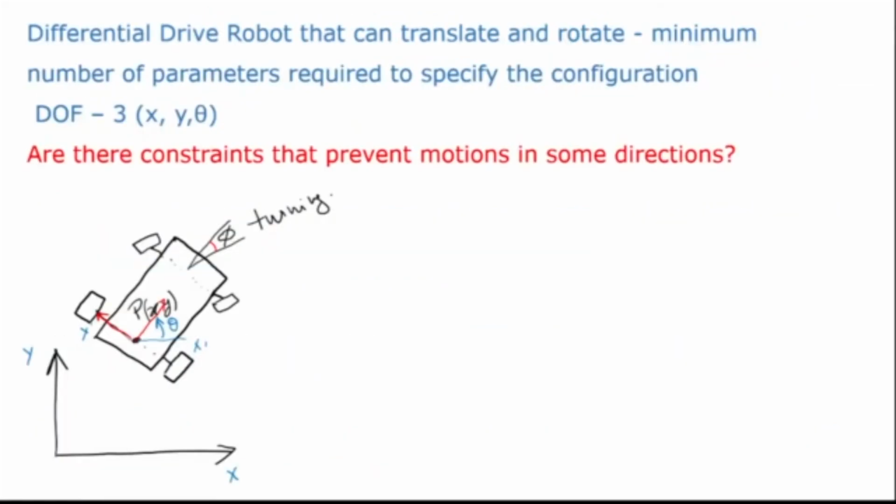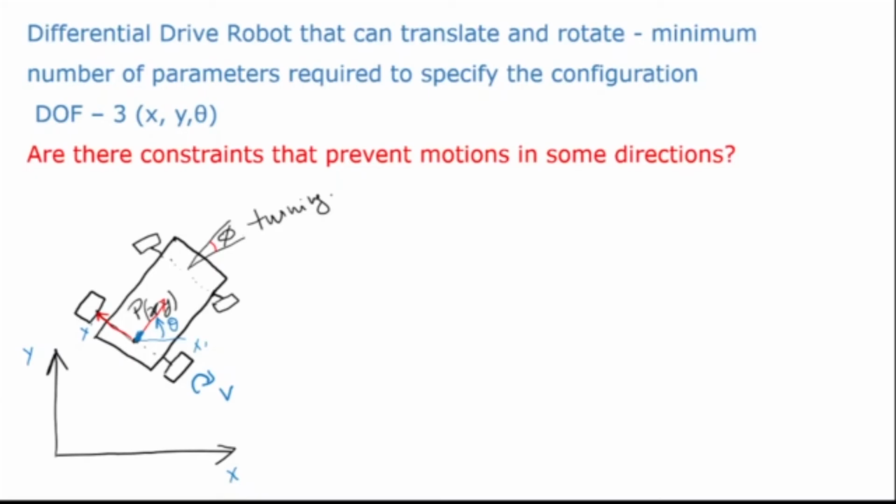Now, what about differential drive robots that can translate and rotate? Okay, for example, this robot that we see here, this is a differential drive robot that can translate and rotate. Okay, now how is this robot going to move? It has a velocity there. Okay, let's call it a velocity v. Okay, velocity of the wheel, and this will mean that it has a velocity of that center point p, and there's a turning angle phi.